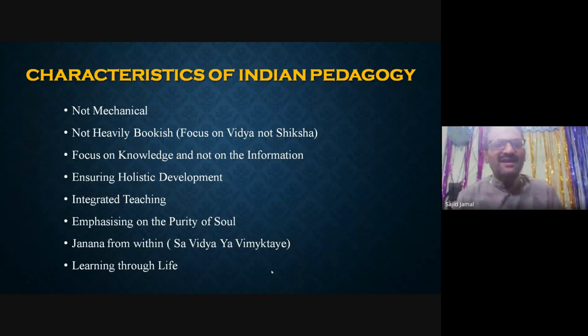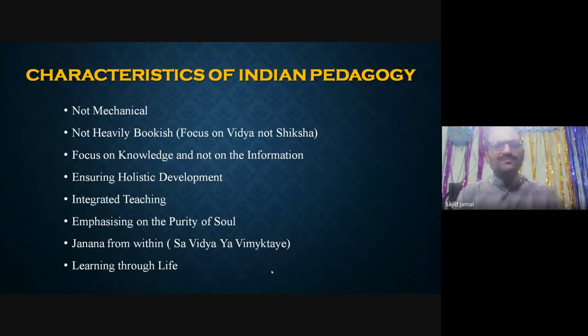It's not mechanical. Rather, it's an emotional process. So you connect with your students through your emotions. The moment you deliver the lecture, the moment you ask the question, the moment you have created some situation and they are thinking over it, you connect to your students emotionally. So this is the first important characteristic of Indian pedagogy. If you see our ancient pedagogies, they were never mechanical. No artificiality was there. Rather, there was a direct connect between the students and teachers. So this was the first characteristic.